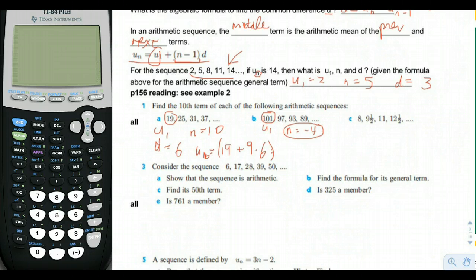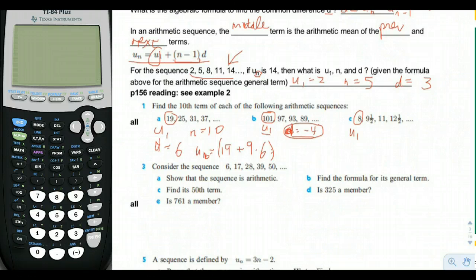And then, oh, I'm sorry, that's D. And then N is 10, just like it was before. So to calculate UN in this case, you would use the same formula, except now D would be -4 and U1 is 101. Then finally, U1, in this case, would be the first term, 8.